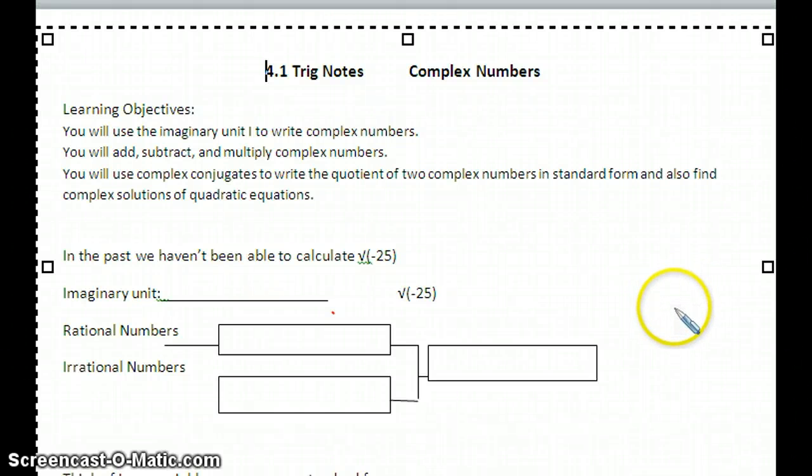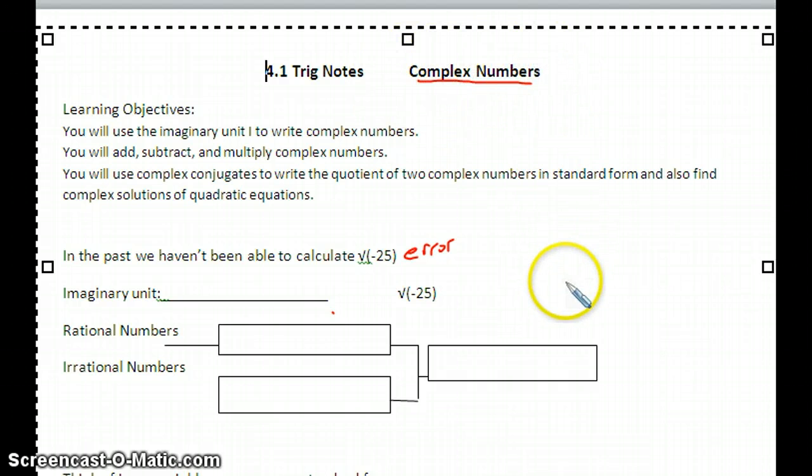This video is going to cover Trig Notes 4.1, and the topic for these notes is complex numbers. Before I can tell you what a complex number is, I want to do a little bit of an investigation. If you took out your calculator and typed in the square root of negative 25, you would end up with an error message. Well, we're going to talk today about how we can actually take the square root of negative numbers, which will be part of the idea of what a complex number is in just a minute.